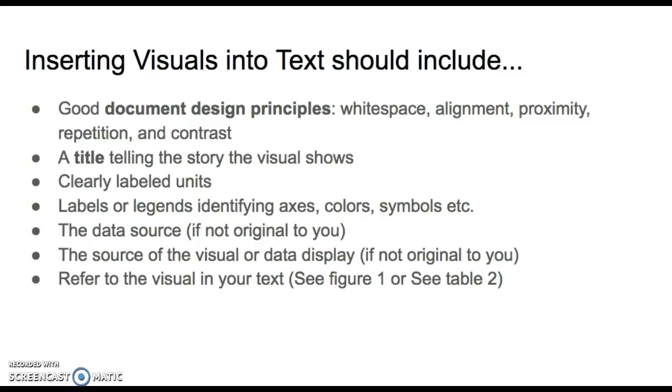That visual always should have a title that tells the story of the visual. It should have clearly labeled units. So labels or legends and identifying axes, colors, and symbols, and so on, all should be clearly labeled. The data source, if it's not original to you, should be cited, and the source of the visual or the data display, if it is not original to you, should be cited.